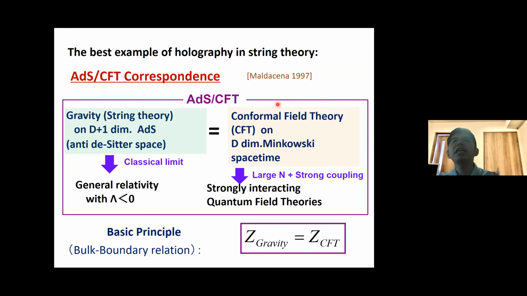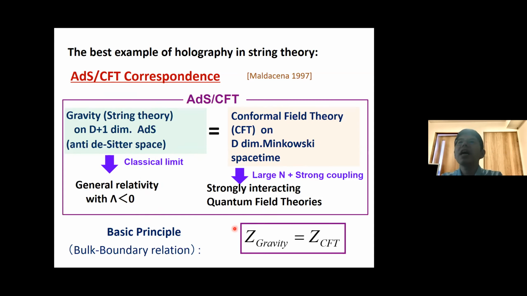So this is the AdS/CFT correspondence. The AdS/CFT correspondence relates gravity in d+1 dimensional anti-de Sitter space to a d-dimensional conformal field theory, which lives on the boundary of AdS spacetime. And we are especially interested in the classical gravity limit. With a negative cosmological constant, the classical gravity, general relativity limit corresponds to the strongly coupled limit in conformal field theory and the large N limit. And so we get a strongly interacting quantum field theory with a large number of degrees of freedom.